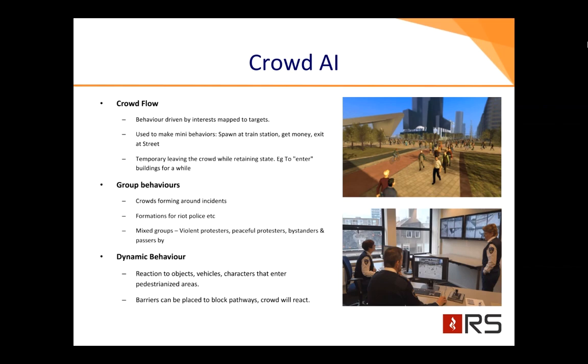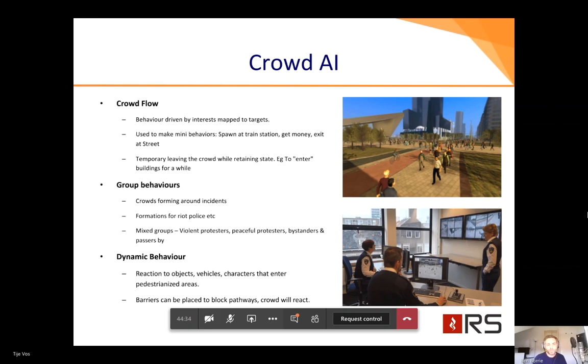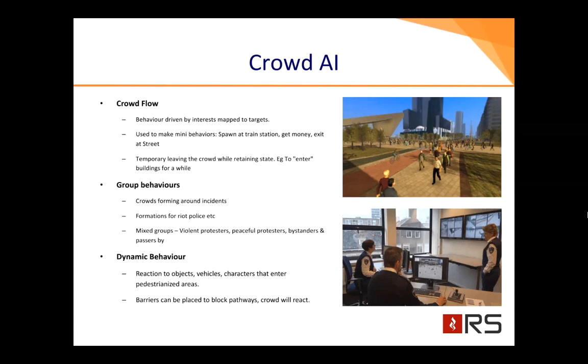In terms of group behaviors, so crowds forming around incidents, formations of riot police, etc. So this is where you have lines of riot police you may want to form or form a ring around a particular incident, something like that. So this kind of formation will allow the instructor to basically control the incident using those formation ideas.